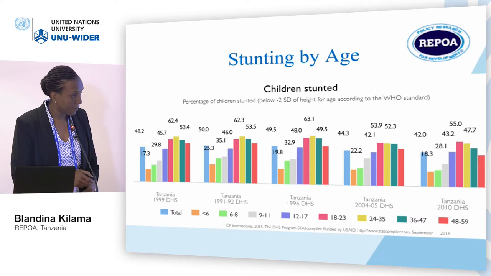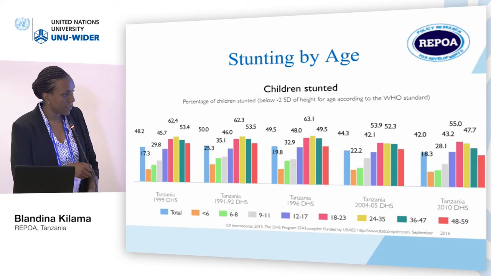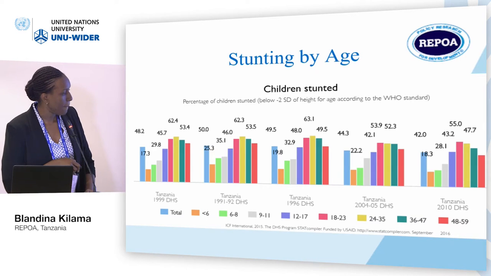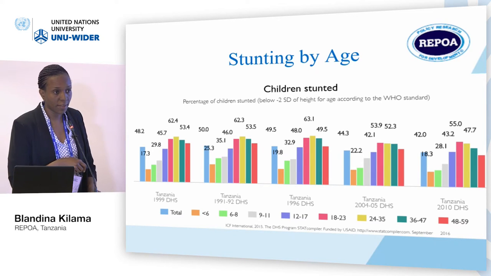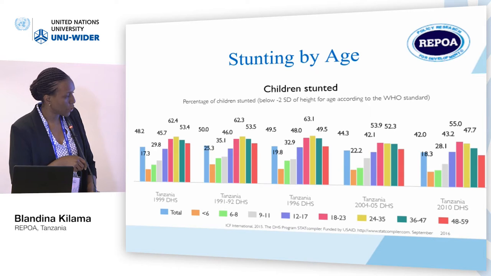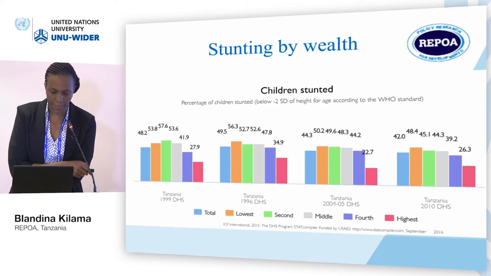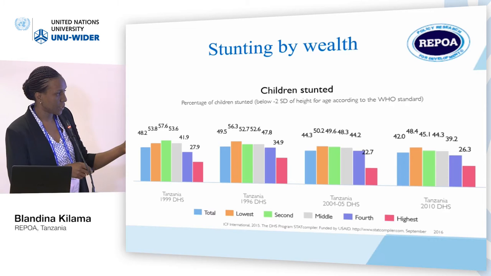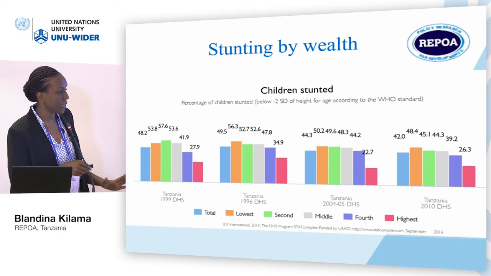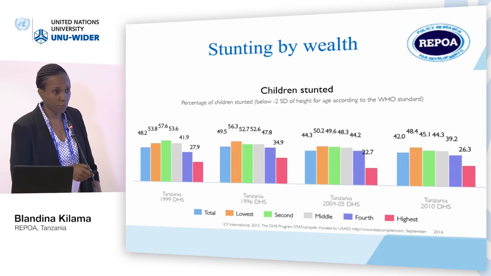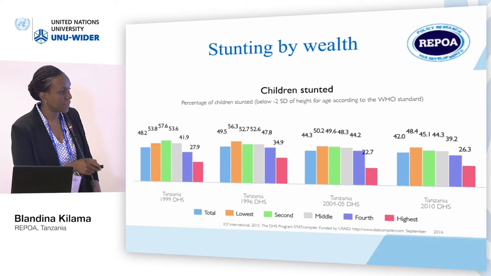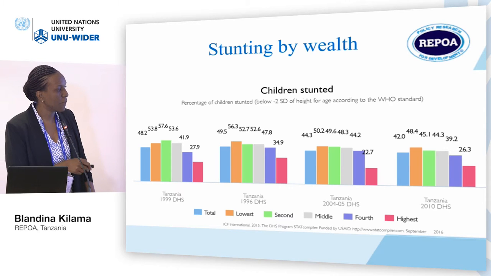When it comes to wealth, the children born in the highest wealth quintile are doing better, but those born from the lowest up to the middle are all not doing that much better. So it looks like all the people from the middle to the lowest quintile are doing badly, except for those in the highest quintile. This map here shows the improvement observed between 1996 and 2004, and unfortunately, nothing much. You would see the areas that I showed earlier that had high poverty, like Kigoma and the south here, not much improvement is observed there.